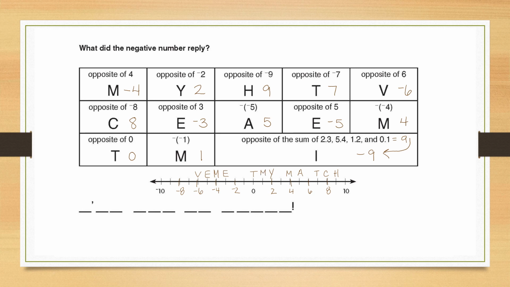and -9 is I. And we record our letters from left to right: I, V, E, M, E, T, M, Y, M, A, T, C, H.